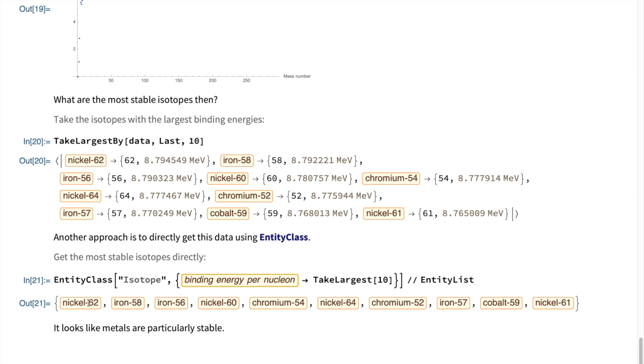Our most stable isotope has many of the same properties we talked about. It has an even number of both protons and neutrons, and its proton number is 28, which is a magic number. Pretty fun, right?